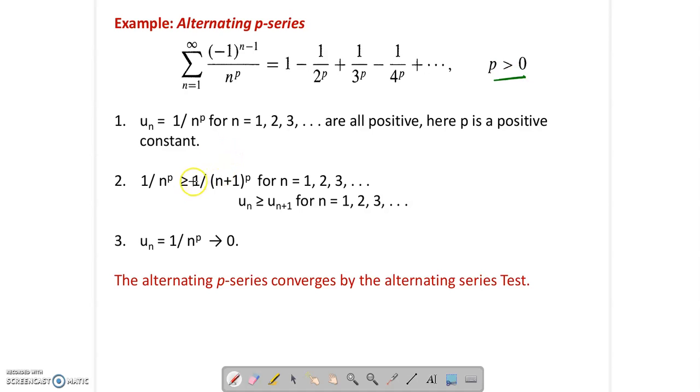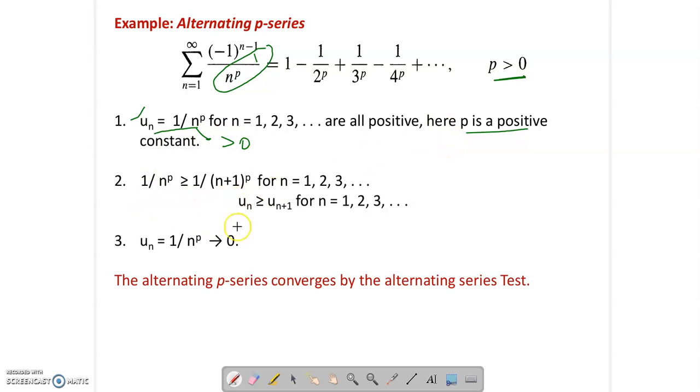So the first method is to go for the Leibniz theorem. Since you have a proper alternating series, you can apply the Leibniz theorem. So 1 upon n to the power p is your un. See that this un is going to be a positive quantity for all values of n, because here p is a positive constant. So we can say that the first condition of the Leibniz theorem is satisfied, that the uns are all positive for all values of n and p greater than 0.